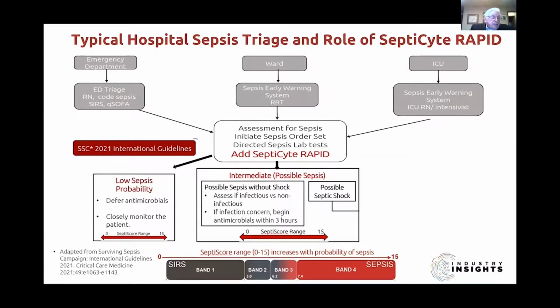The second group of patients is the intermediate group, or the possible sepsis group. And the results of Septicide Rapid would aid in differentiating those with infectious versus non-infectious etiologies for their presenting clinical symptoms, as recommended by the guidelines.